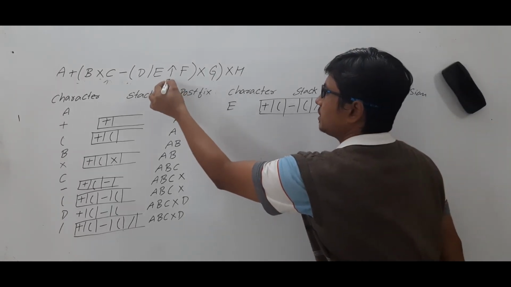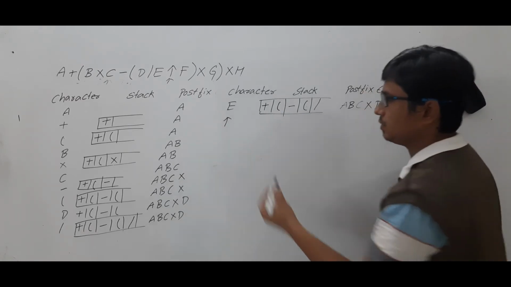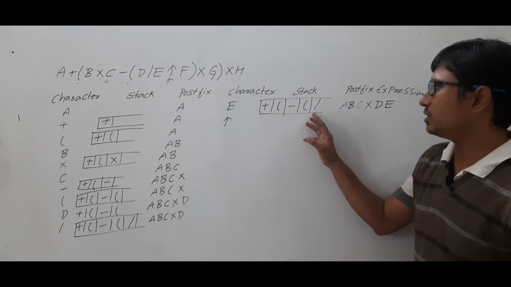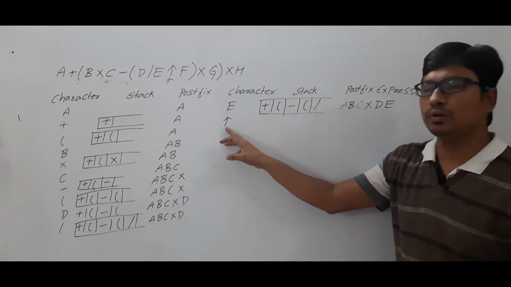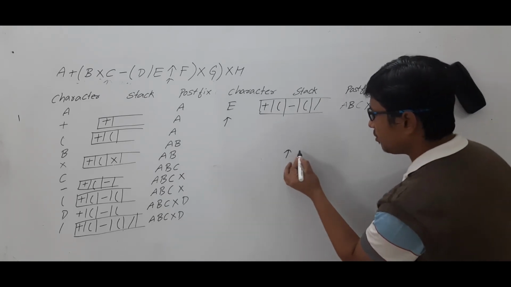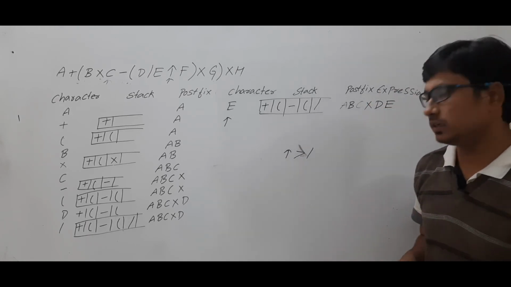Now you are scanning the power operator. Okay, the character you are scanning is the power operator. Now look at the top of the stack. Top of the stack consists of the division operator, and you have the power operator. Which has the highest priority? The power operator has the highest priority as compared to the division.